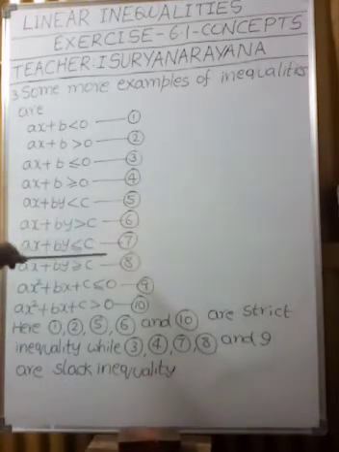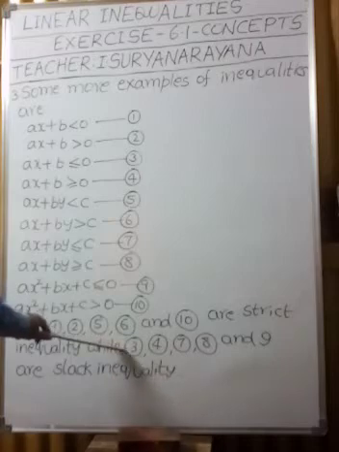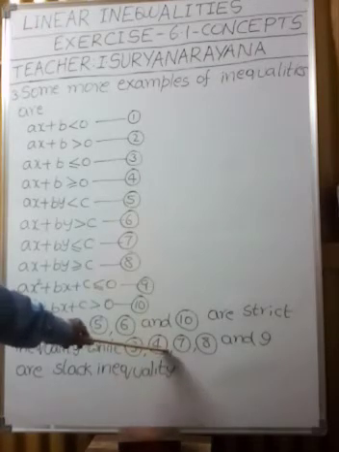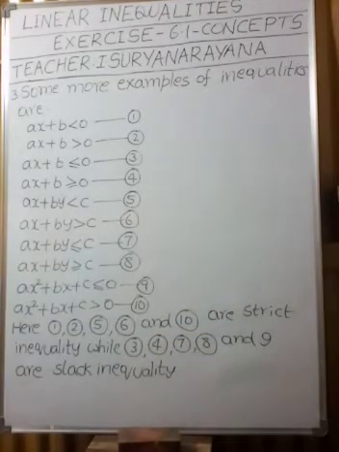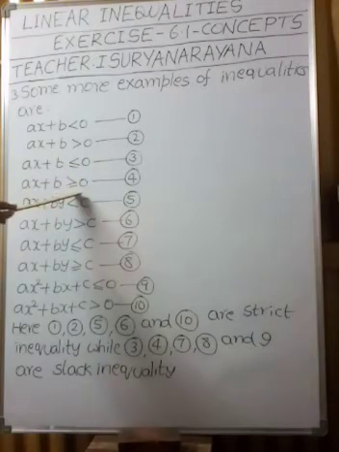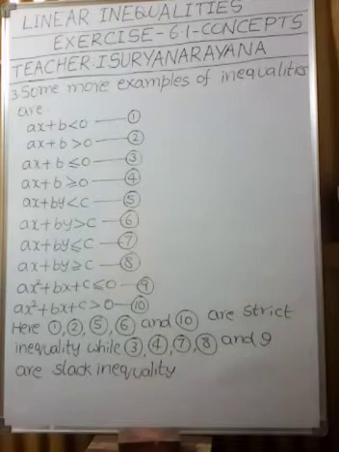The remaining inequalities, that is third inequality, fourth inequality, seventh inequality, eighth inequality, and ninth inequality. If you observe these inequalities, they use less than or equal to, or greater than or equal to. That is why these inequalities are called slack inequalities. Understood this point, my dear children? Right.